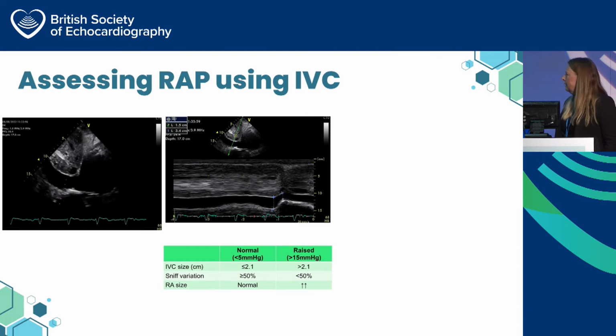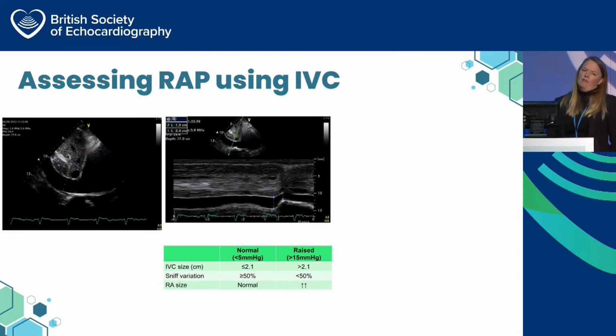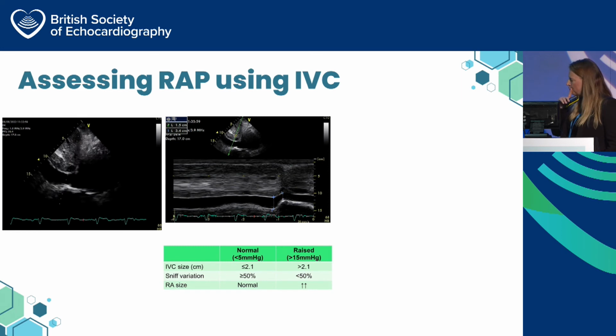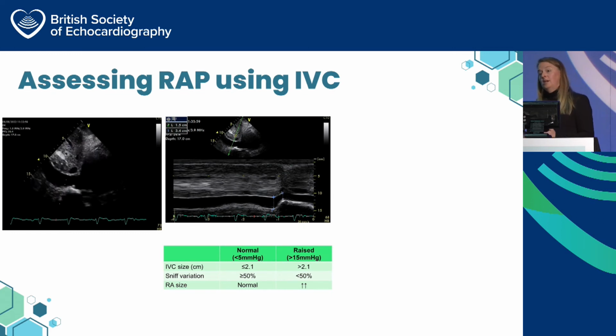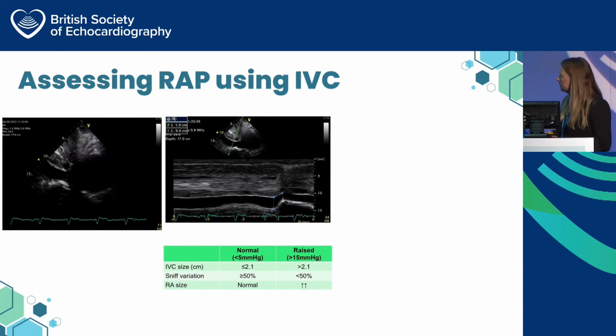Now then, this is a bit of a bugbear of mine, and I'm not sure everybody feels the same way. Perhaps they don't. But I see a lot of sonographers who move on from looking at RA size to trying to estimate right atrial pressure using the IVC. A lot of intensivists will tell you they're not sure how good or how accurate this is, but we do it, and it's part of our standard data set.